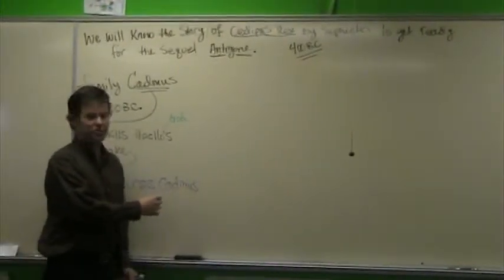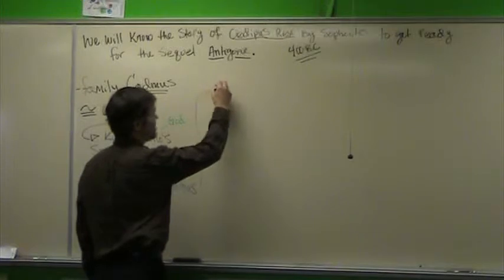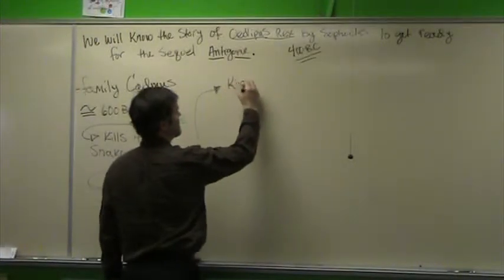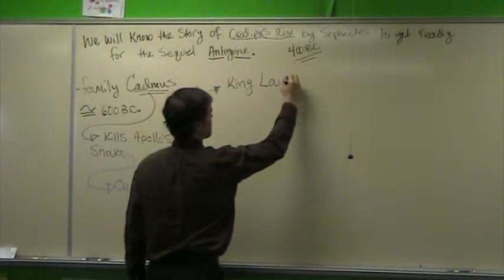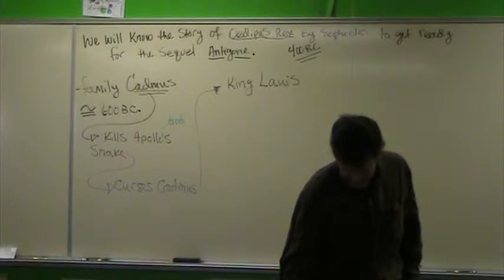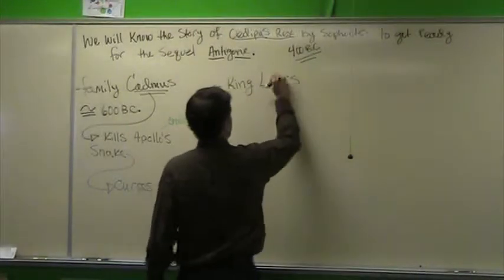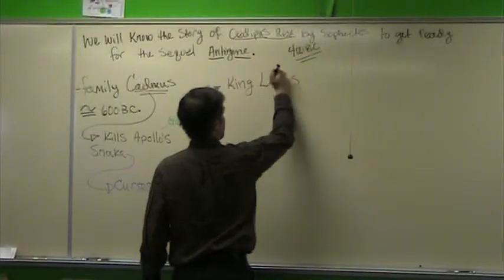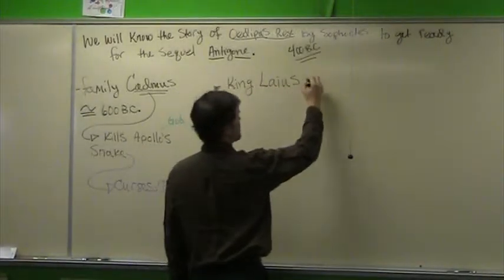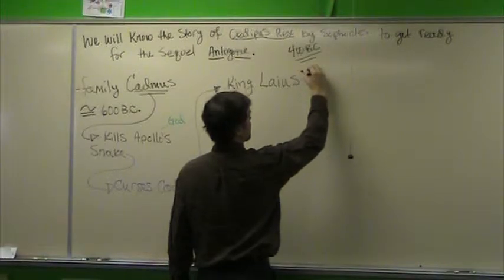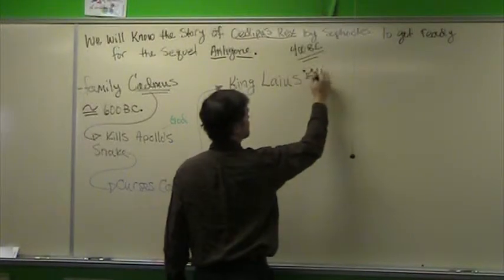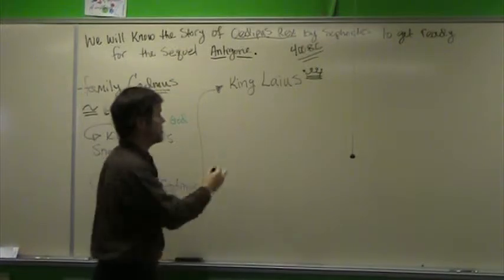So this family lives with this curse for a long time, and eventually the family of Cadmus is led by a king, okay, whose name is King Laius. L-A-I-U-S. All right, King Laius is married to, so he's the king. Let's put a little crown on there for him. Right, he's the king. There's his crown. And he's married to Jocasta.